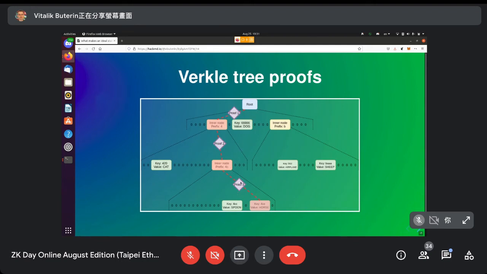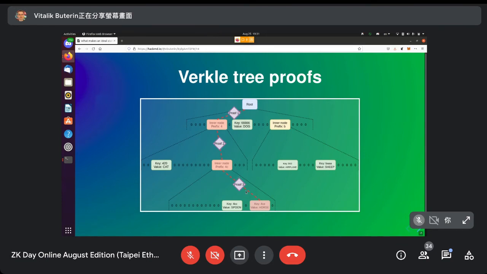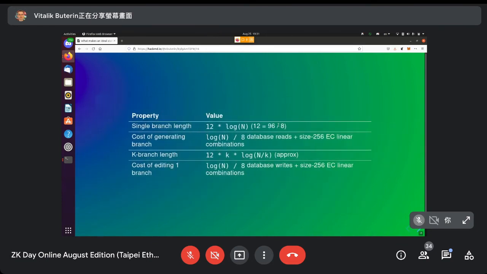you have to provide the intermediate polynomial commitment, which is 48 bytes. And then at each level, you have to provide the proof, which is 48 bytes, right? So at each level, you provide 96 bytes, and there are 8 times fewer levels. And so 96 divided by 8 gets you to 12. So 12 log n is better than 32 log n.